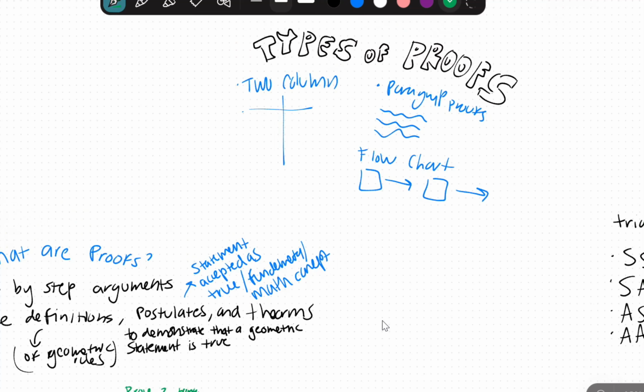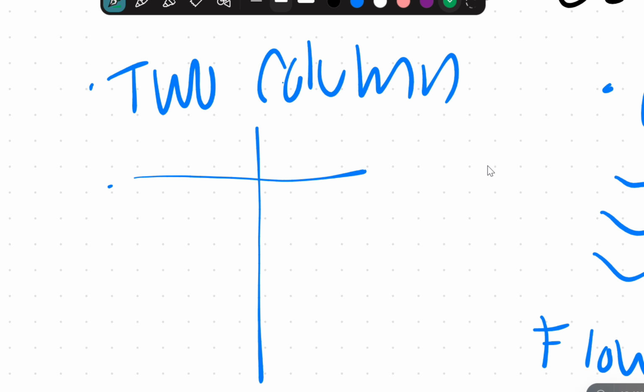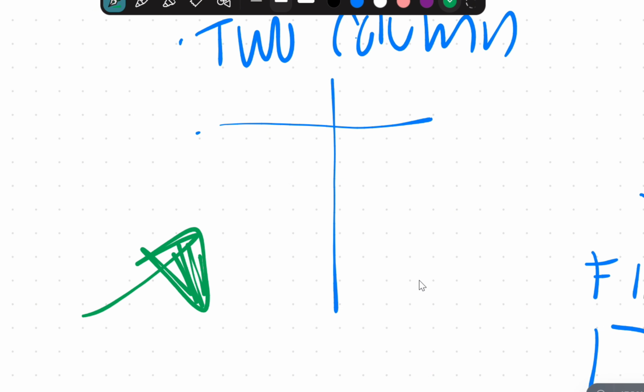Okay, now let's look at the types of proofs. So we have different kinds of proofs. Firstly, we have a 2-column proof, and this one honestly I prefer simply because it's a lot easier to not mess up. It's really hard to mess this one up.